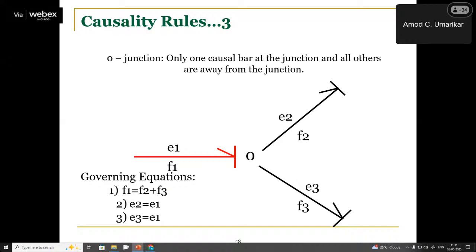Now causality rule 3: only one causal bar at a one junction or zero junction. Now if I give one analogy, it will be very clear to you why and what it means. So a zero junction is equivalent to what? T junction. Node. Actually, not node also, parallel connection.